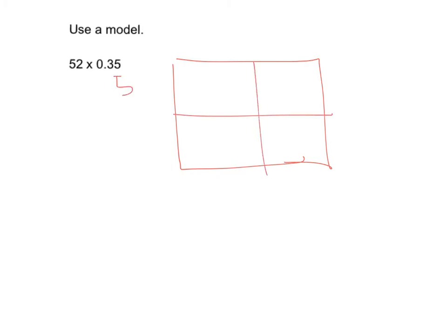Okay, let's go back to the model just for a moment to practice that again. I have 52 times 35 hundredths. So I'm going to get my square going. I'm going to break up 52 into 50 and 2. And my 35 hundredths will be 3/10 and 5 hundredths. All right, here we go.